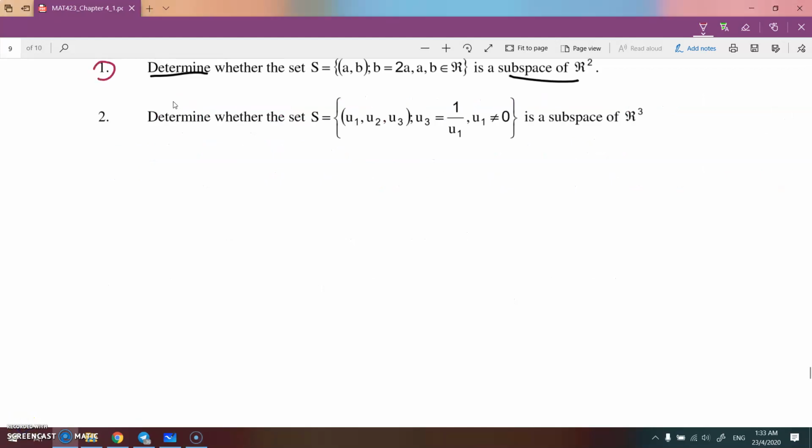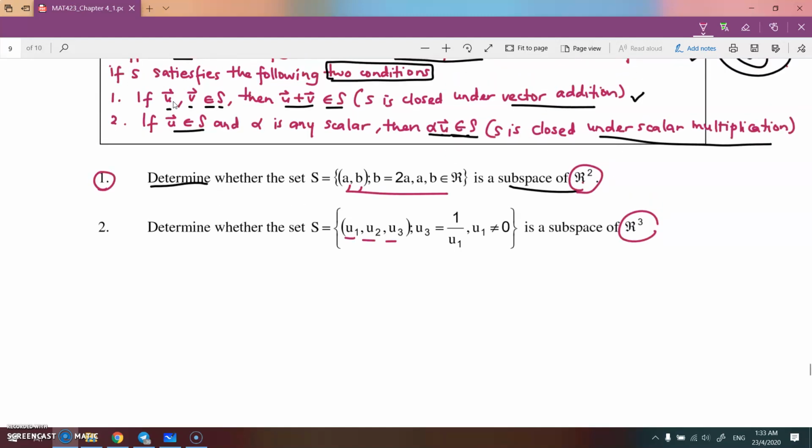Okay, question number 1. Determine whether the set S is a subspace of R2. This is the vector space R2. Why is it 2? Because you have two components here. If it were R3, then you have three components. So first, the first condition is that you have two vectors that are elements of S.